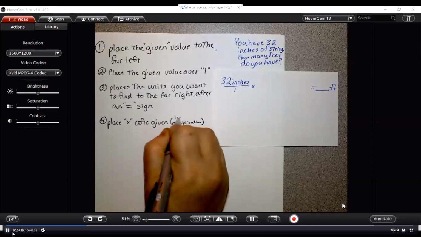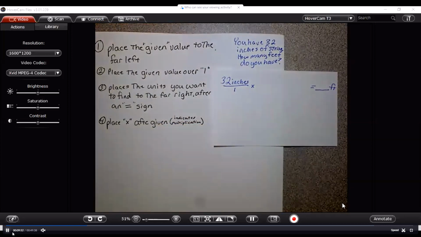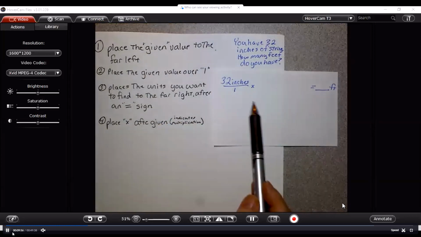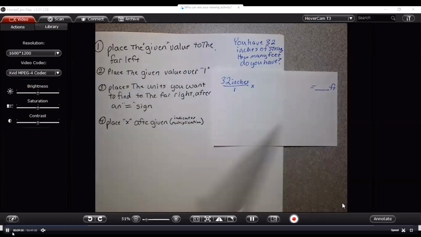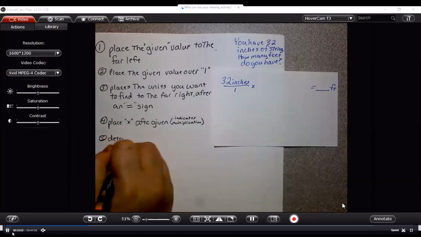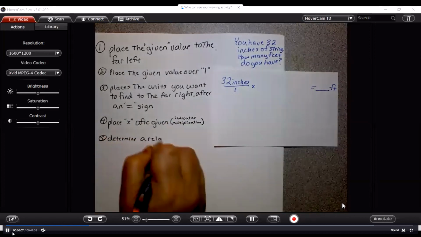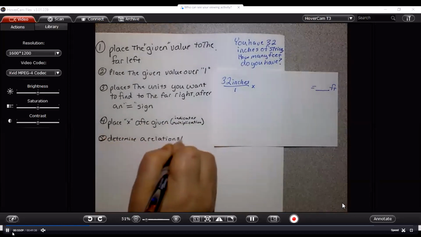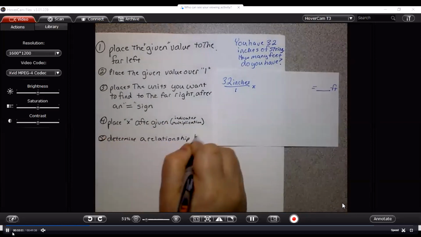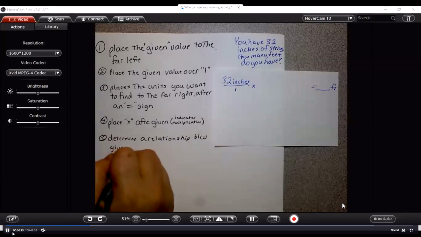Step number 5 is the most confusing for everyone. It's the hardest one for everyone to wrap their minds around. We're going to end up finding what's called a conversion factor, or a unit that connects inches to feet. It has to connect your given to your unknown. So we have to determine what that value is. The way that we're going to determine that is by finding the relationship. If you don't know the relationship, you can Google it.